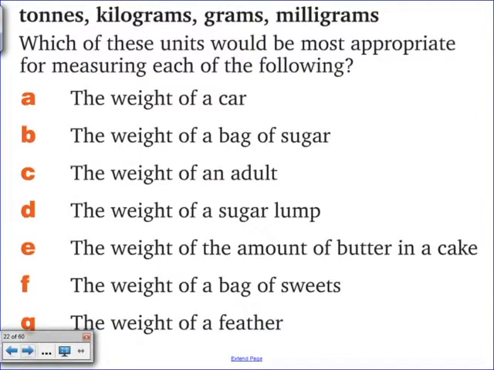Okay? So you need to have an idea of what weighs what. If I was going to weigh a car, I'd measure it in metric tons. Weight of a bag of sugar, kilogram. It's the de facto standard for a kilogram. Everyone's done functional skills. They will say what weighs a kilogram, and they'll ask you to picture the bag of sugar because that is exactly a kilogram. Weight of an adult, kilogram.